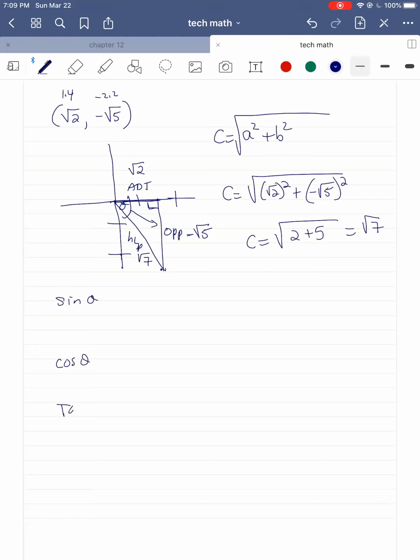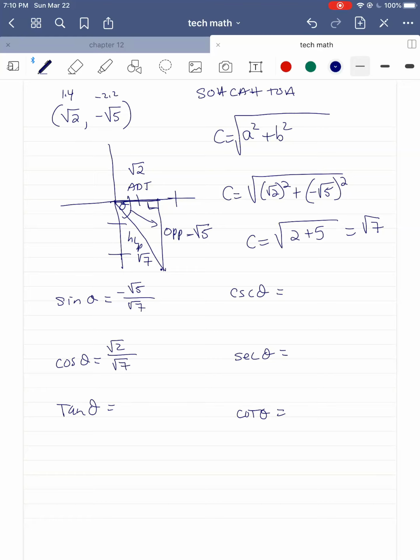So now I make my list: sine, cosine, tangent, cosecant, secant, cotangent, and of course SOHCAHTOA as a reference. Sine is opposite over hypotenuse, so minus the square root of 5 over the square root of 7. Cosine is adjacent over hypotenuse, so the square root of 2 over the square root of 7. Tangent is opposite over adjacent, so it's minus the square root of 5 over the square root of 2.